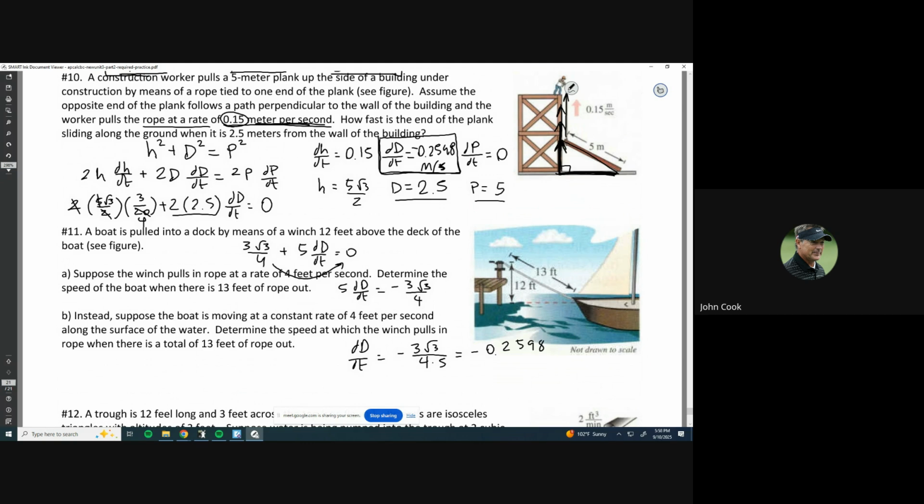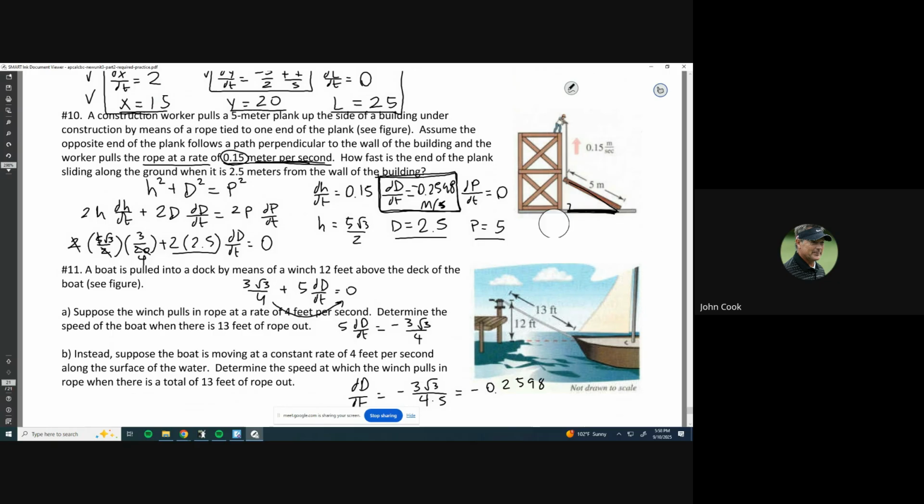There we go. All right, that was a fun one, number 10. That looked a little bit confusing just because of the worker pulling the rope up. But once you realize it's just another right triangle, it's pretty easy.